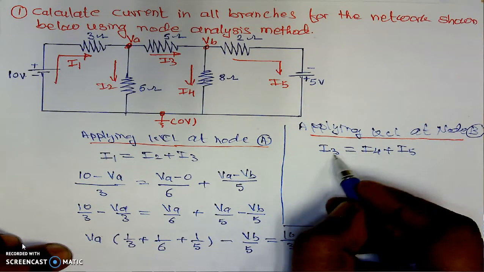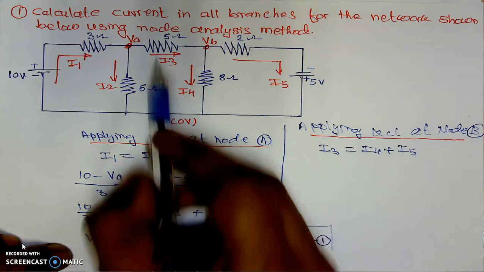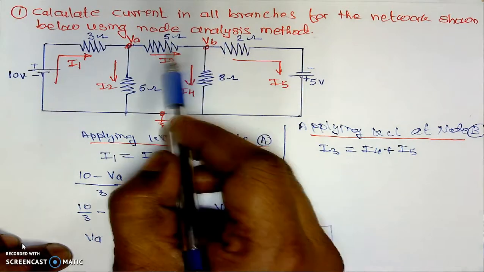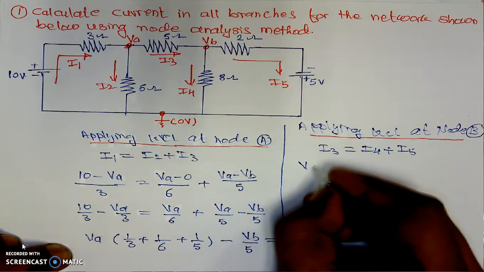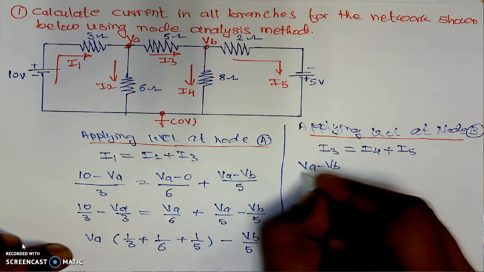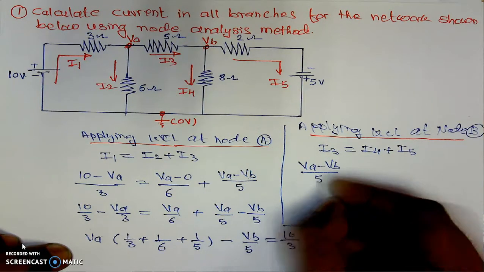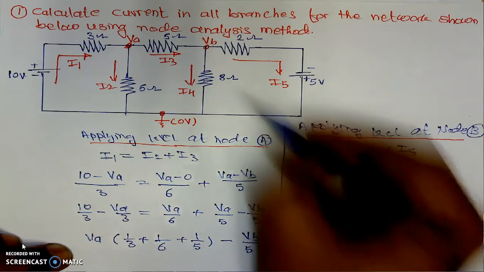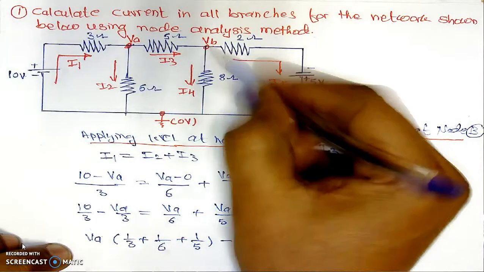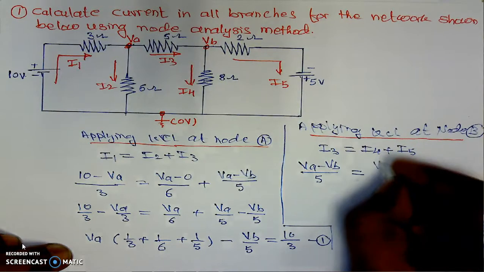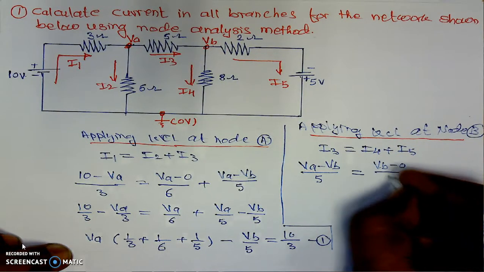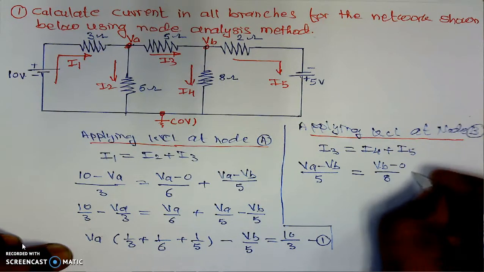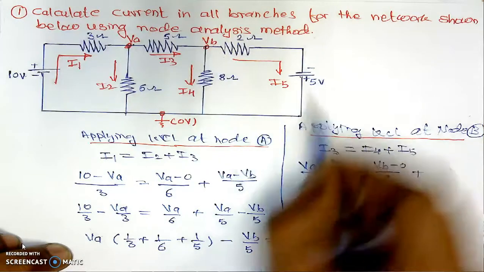I3, we will find its value of the current by using the potential difference formula, that is VA minus VB divided by its resistance, which is 5, equal to I4. I4 is the current in the vertical branch, that is VB minus 0 divided by 8 as resistance, plus I5. I5 is the current in this branch.